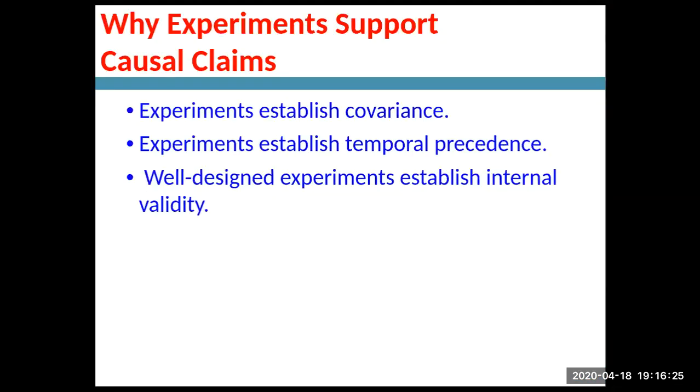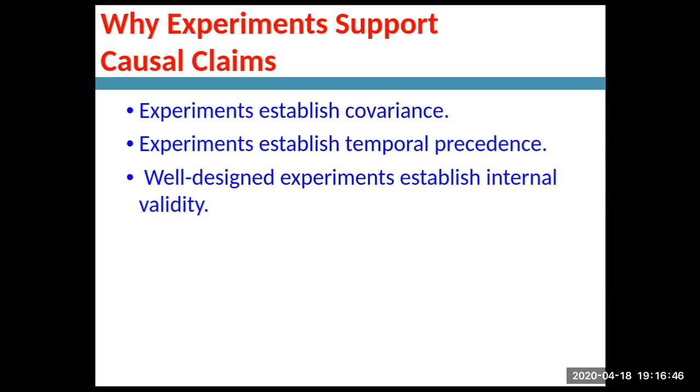So let's see now. Why do experiments support causal claims? Well, we have those three criteria that we applied earlier to correlations. We know that it satisfies the first one. Experiments establish covariance, which just means that there is some sort of relationship between A and B. If you're saying that A causes B in this case, then there has to be a relationship between A and B.